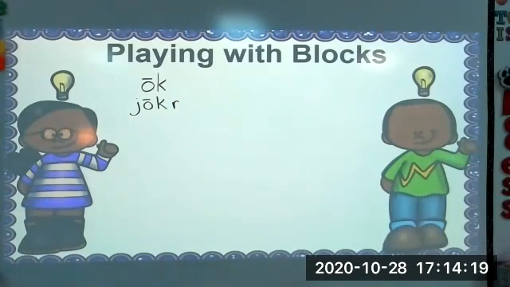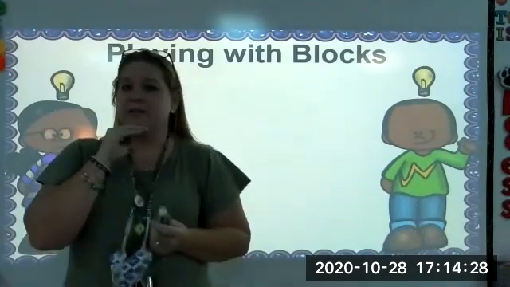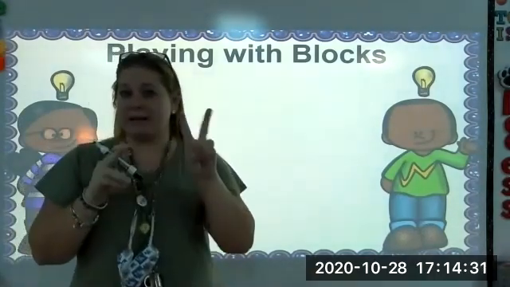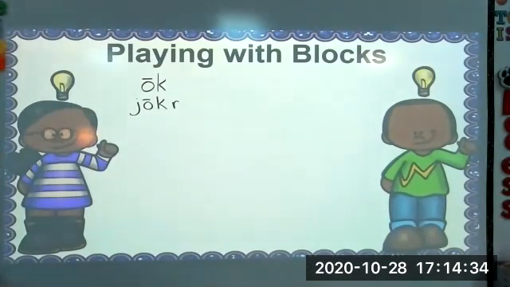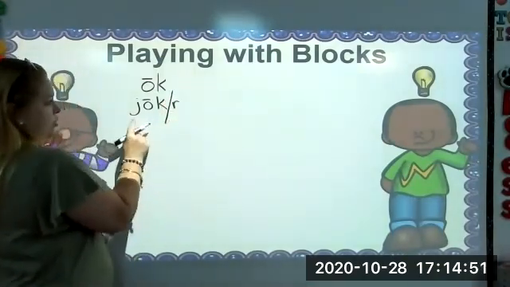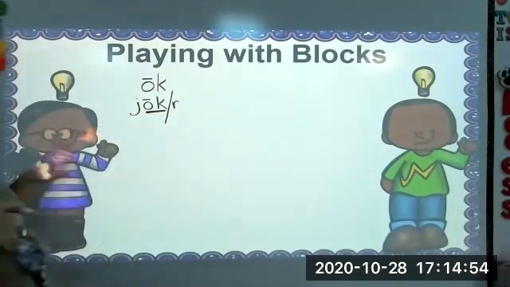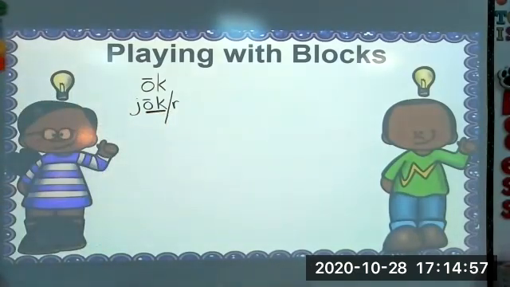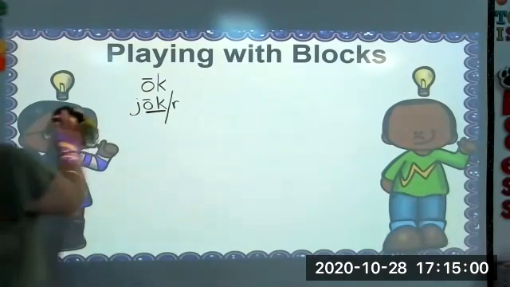How many syllables are in the word joker? Joker. Remember to do your chin. Joker. So I have 2 syllables. The first syllable is joke. The second syllable is er. Where do you hear the oak in the first syllable? Joke. See, if we break our syllable apart, joke, the oak part is at the end of the first syllable. Okay, so we're going to go back to just oak.